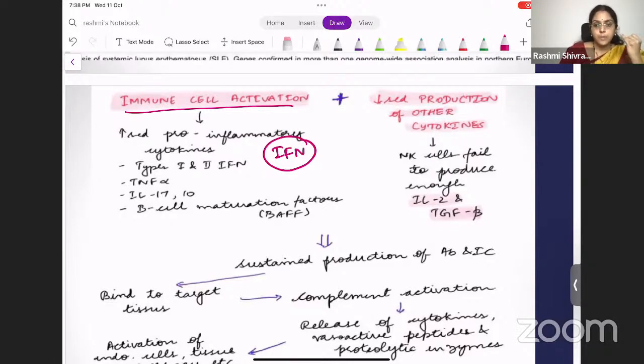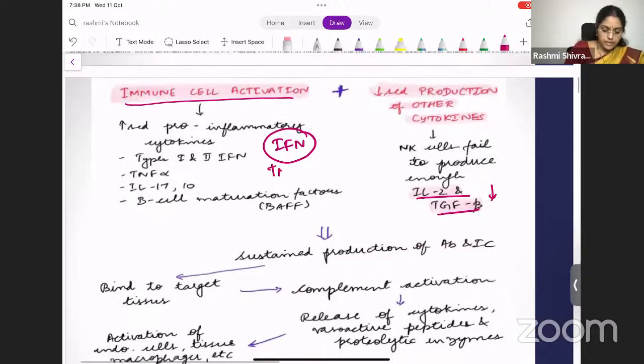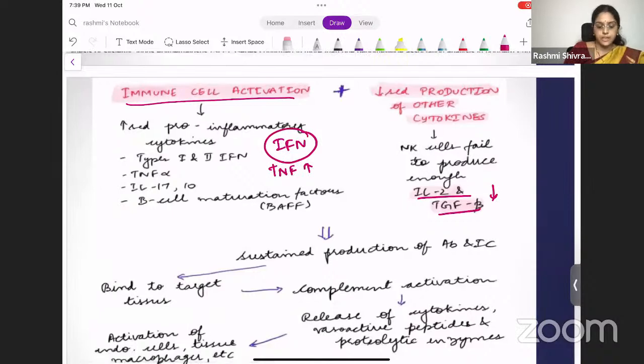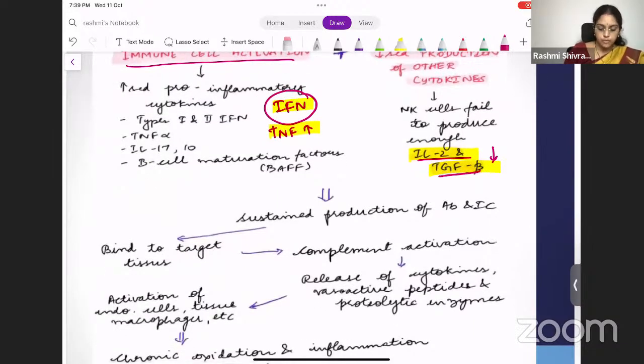Okay, so the pro-inflammatory cytokines are increased in quantity. Because of that, a few other cytokines are decreased in number. Interleukin-2 and TGF-beta are reduced. The interferons and TNF-alpha are increased, whereas interleukin-2 and TGF-beta are decreased. You need to remember this. What happens because of that? There is sustained production of antibodies and immune complexes are formed.